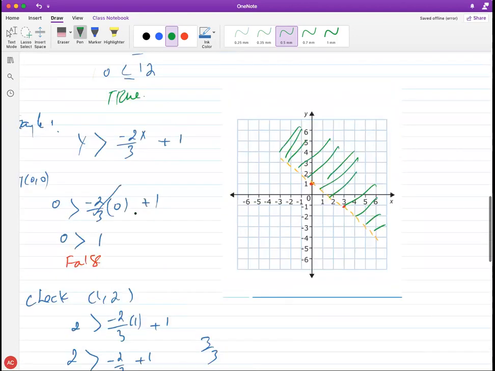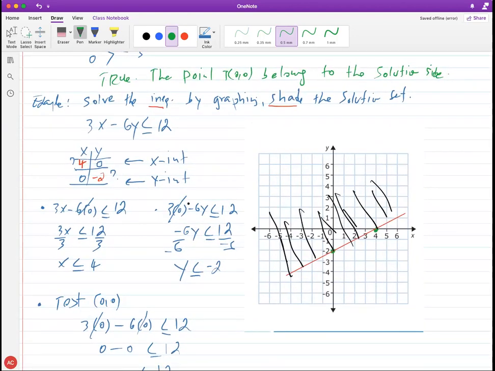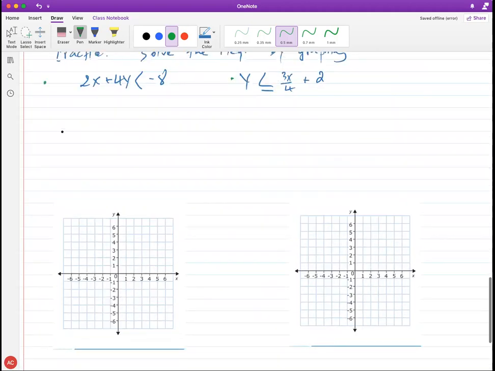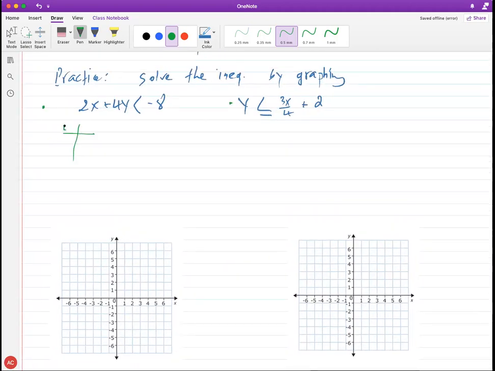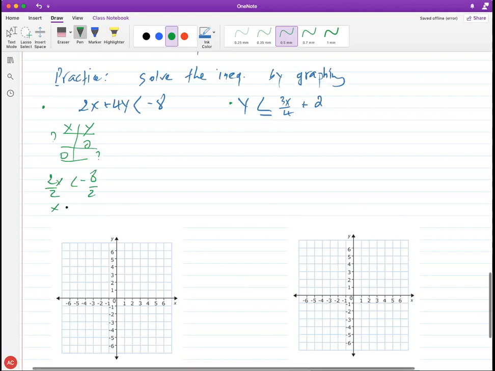We need to do the same thing as before. I'm going to repeat this basically. We're going to find the x and y intercepts, so I'm going to start with the table and find these two numbers here. First, if you plug in y equals 0, the 4y will cancel. So you're going to have 2x less than negative 8. If you divide by 2, x would be negative 4. Technically, we mean x here is negative 4.